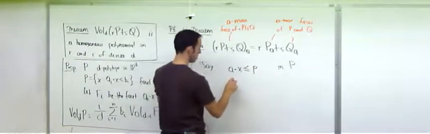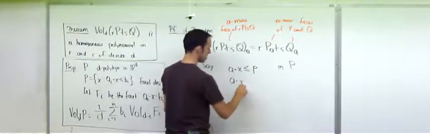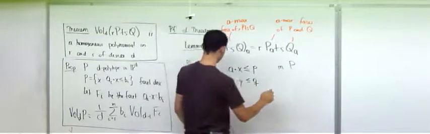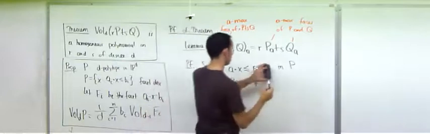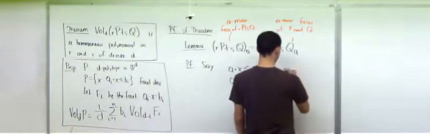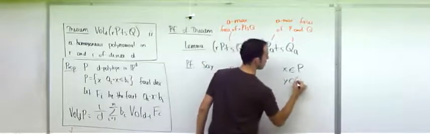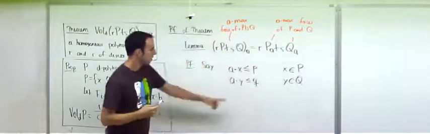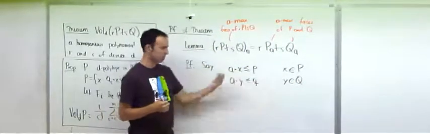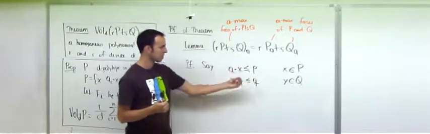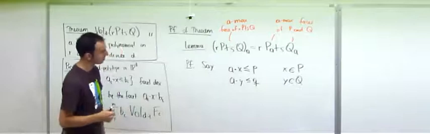And let Q be... so this is for x in P, and this one for y in Q. Okay, and I choose q to be minimal. So these are the largest values that a dot something takes in the corresponding polytope.